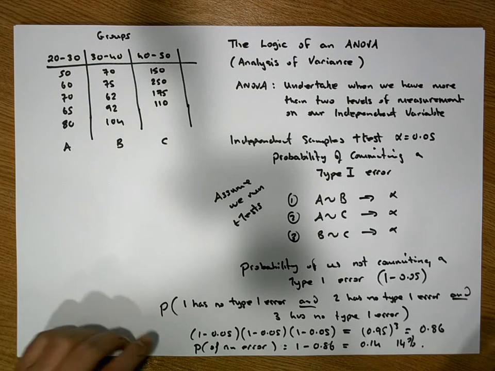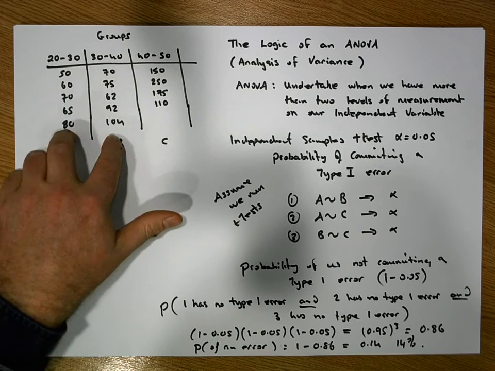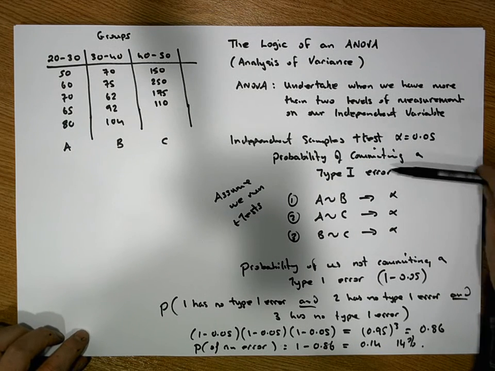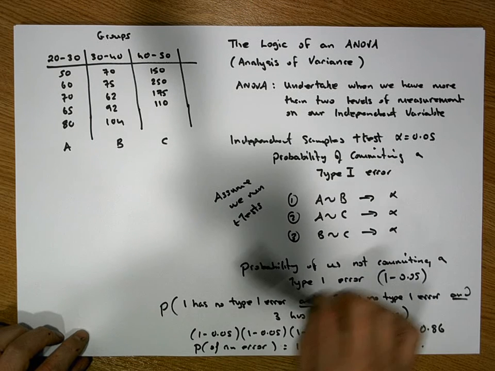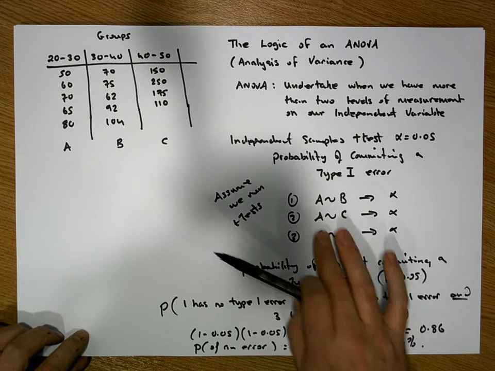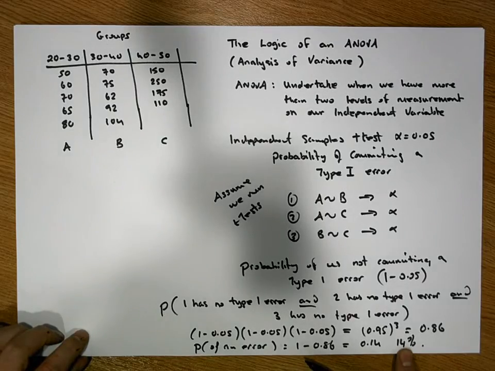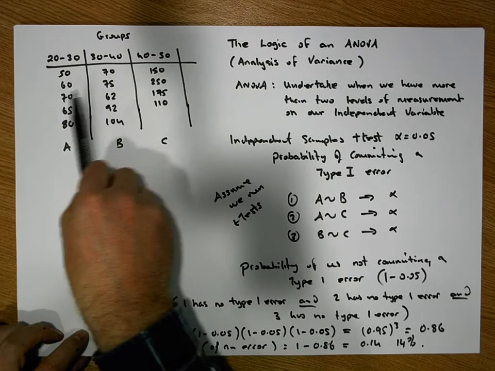So what we can actually see, hopefully, is that the reason why we don't do pairwise independent samples t-tests is because the probability of committing a type 1 error, although it's set at 0.05 for each test, across the whole experiment, where we're interested in finding a difference across any of the groups, the type 1 error rate explodes, in this case to 14%. So that's an important point in relation to the logic behind an ANOVA, or why we do an ANOVA and we don't do independent samples tests.